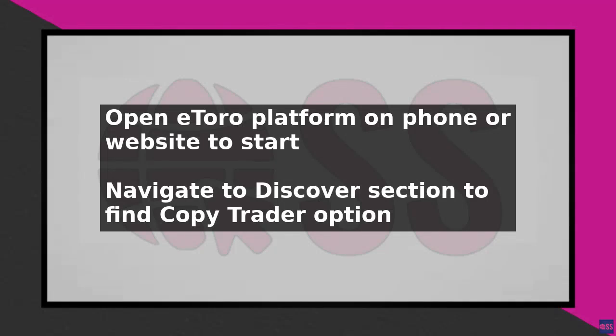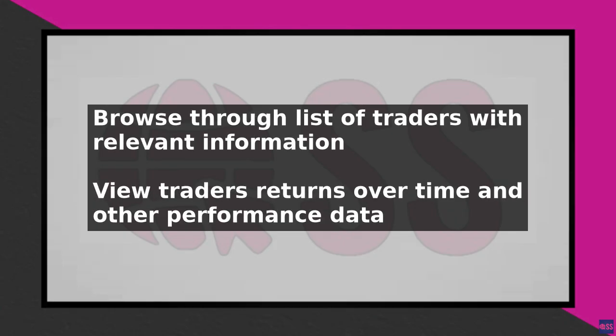To begin copy trading on Etoro, start by opening the platform on your phone or website. Navigate to the Discover section in the left menu. Then select Copy Trader to browse through a list of traders you can copy. You can view their industry, return, number of copiers, and other relevant information.